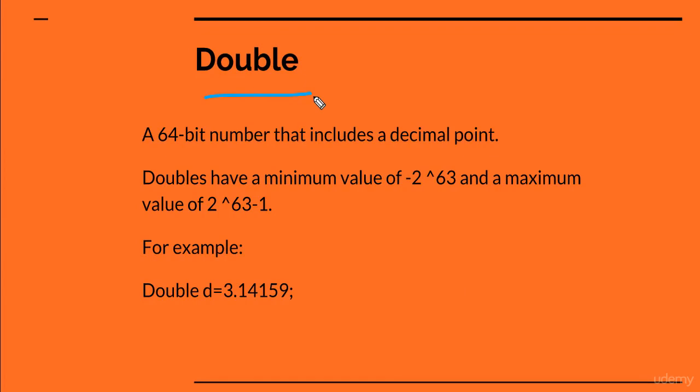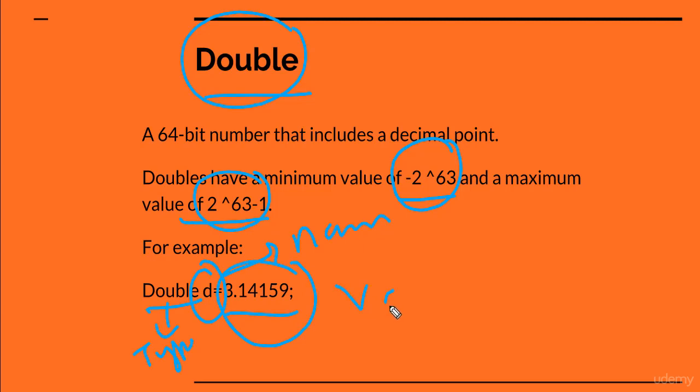The double has a minimum value of -2 to the power of 63 and a maximum value of 2 to the power of 63 minus 1. So this is the range of values that you can store in a double. Double can have this big value, and you can store this minimum value as well. For example, double D is equal to 3.14159. Here double represents the type of the variable, D represents the name of the variable, and this is the value for the variable.